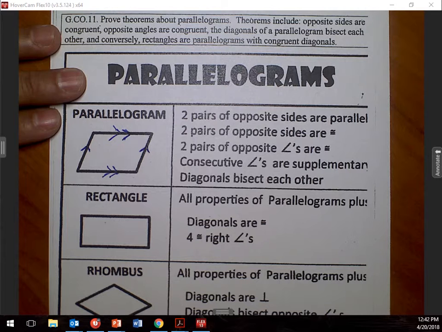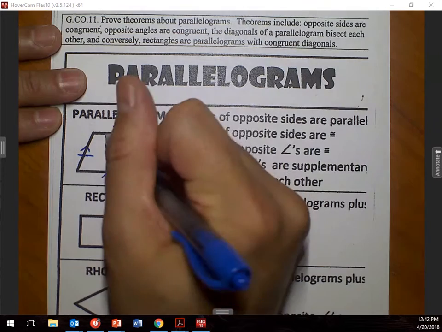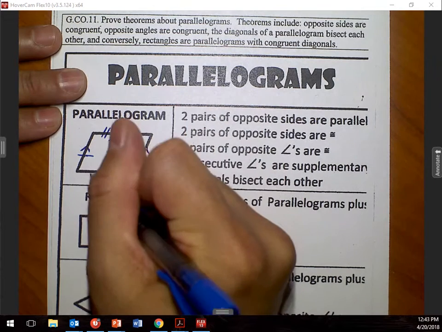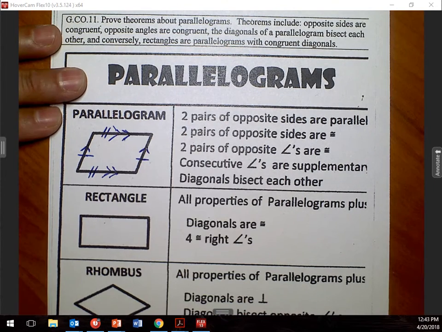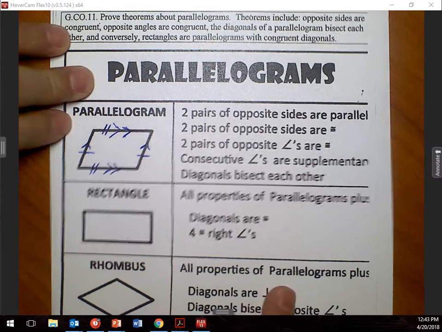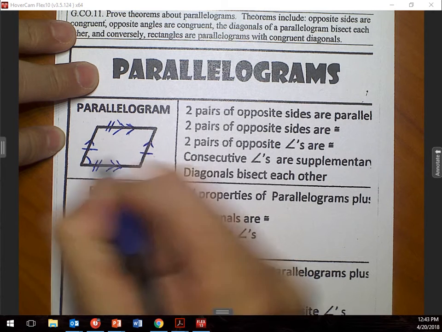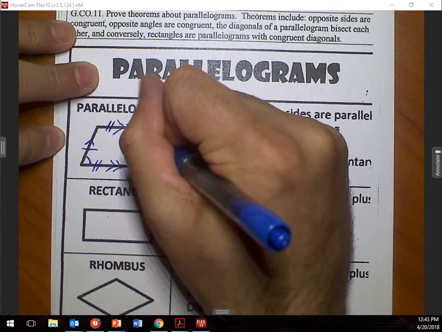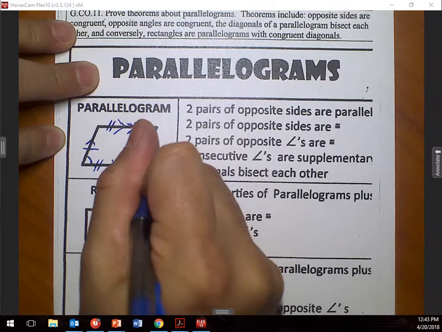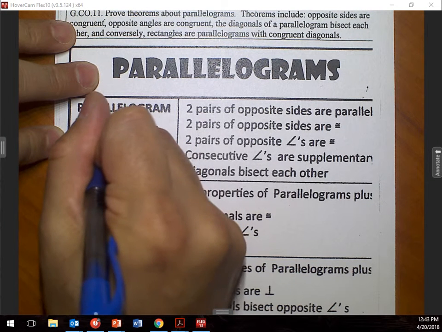Two pairs of opposite sides are congruent. That means that this one here is congruent to this one. This one is congruent to this one. So I did all my tick marks. Two pairs of opposite angles are congruent. So this angle right here is going to be congruent to this angle right here. This angle here is going to be congruent to this angle here.